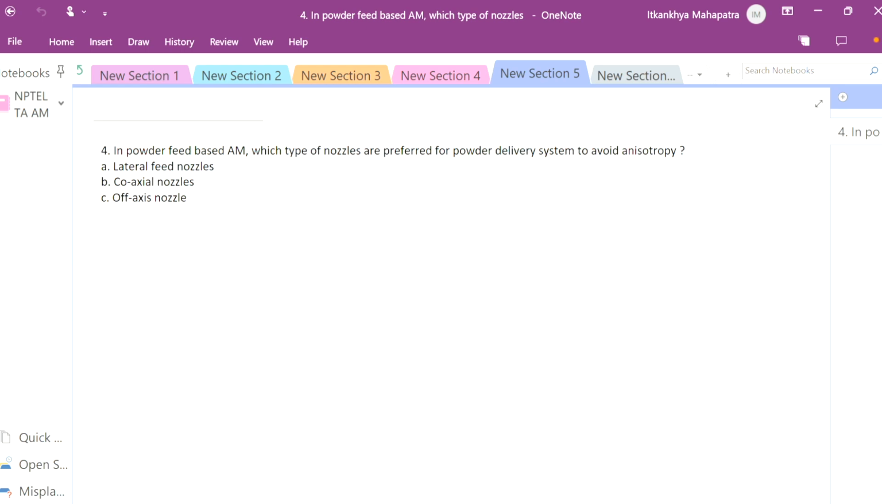Next, in powder based additive manufacturing, which type of nozzles are preferred for the powder delivery system to avoid anisotropy? So there is a classification of powder delivery nozzles.